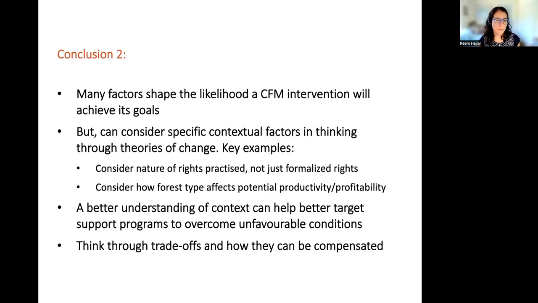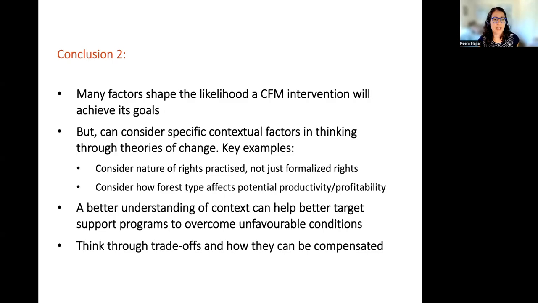So for example, here, we know that de facto rights seem to be important. So in setting up community forest, it's important to consider the nature of the rights practiced and not just the formalized rights, right? What's written in law. We know that forest type seems to be important, so let's think through how different forest types might affect potential productivity or profitability or opportunity costs, and just think through that process.